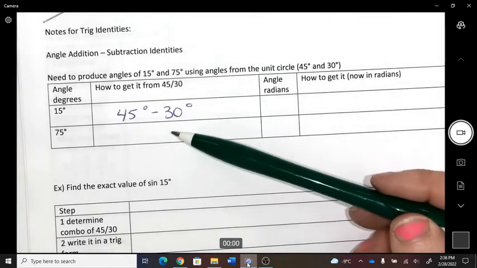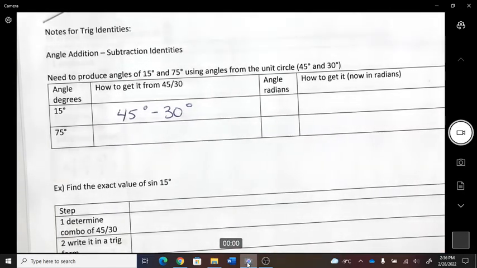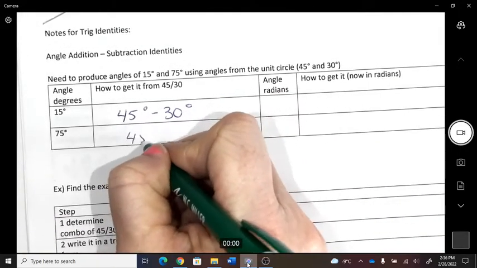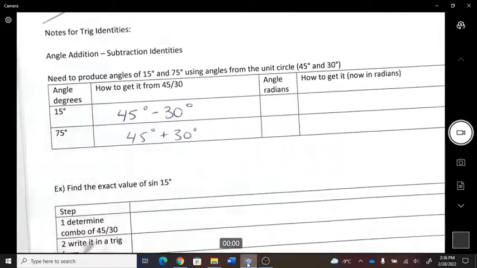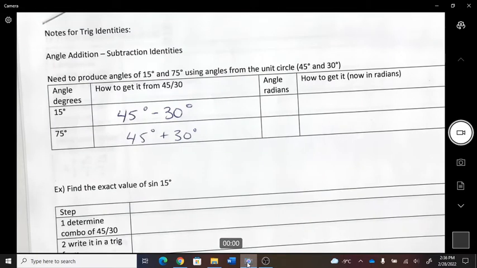How can I get a 75-degree angle? If I add them. Okay, I'm not going to worry about radians. We obviously know how to talk in radians versus the degrees.